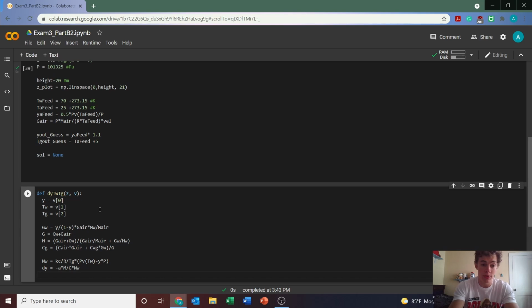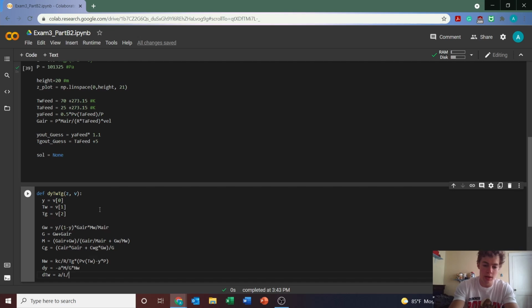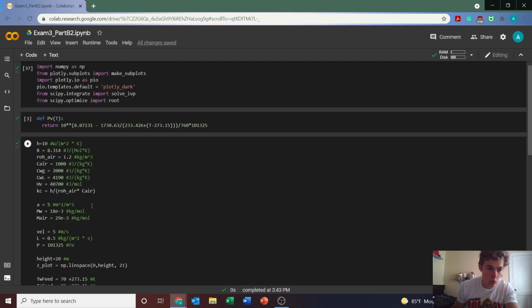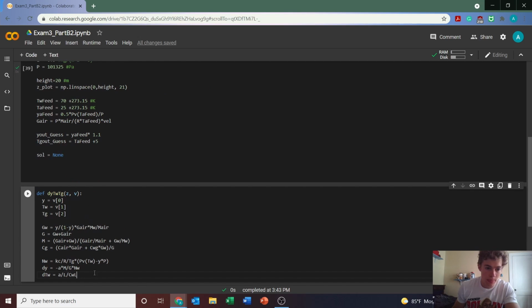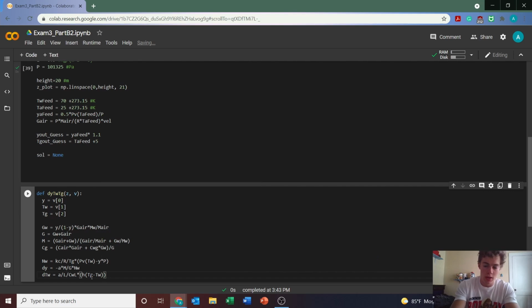Then the second differential equation we defined was the change in the temperature of our water. That was equal to our specific area divided by our liquid flow rate divided by the heat capacity of our liquid water. That was a capital L, right? Yes. And then we multiply that by our heat transfer coefficient times the temperature of gas minus the temperature of our water, and then we subtract our heat of vaporization of water multiplied by the molar flux of our water.